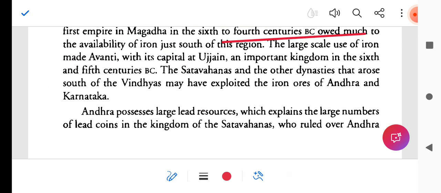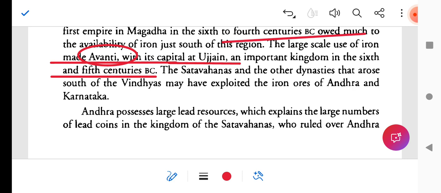The large-scale use of iron made Avanti, with its capital at Ujjain, an important kingdom in the 6th and 5th centuries BC, because of the presence of iron mines. Avanti was also a powerful kingdom among the contemporary Mahajanapadas, as was Magadh. And Magadh was not able to defeat Avanti due to its iron mines.